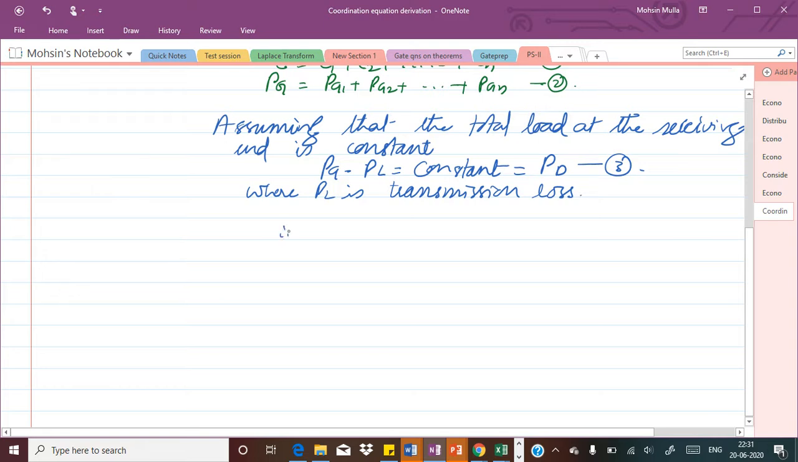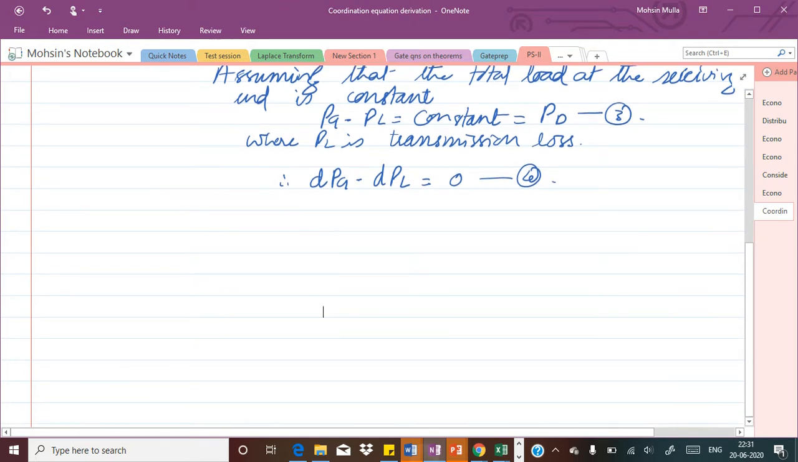Therefore, we can try to obtain the differential terms. So we can write dPg minus dPL equal to 0, as Pd is constant, so the differentiation of Pd will become 0. So this is the fourth equation. Now let us represent these differential terms dPg and dPL. dPg is nothing but the differential value of dPg1, dPg2, and so on up to dPgn. Let this be equation number 5.